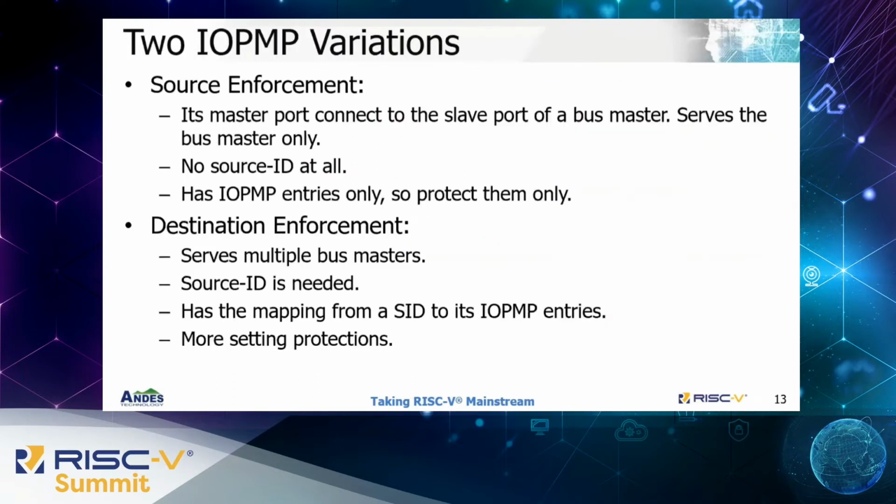There are 2 types of IOPMPs. The first type is the source enforcement IOPMP. This type of IOPMP serves only one bus master, so it doesn't need a source ID. Thus, it has only IOPMP entries. No mapping is needed. The second type is destination enforcement IOPMP. This type handles multiple bus masters, so source IDs are needed in such a system. There are more components to protect. Today, we will focus on this type.